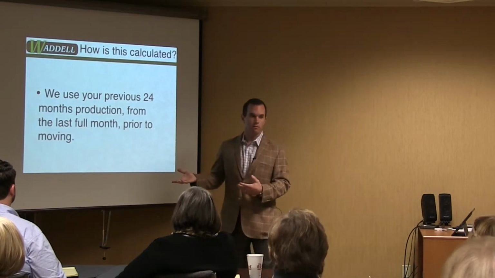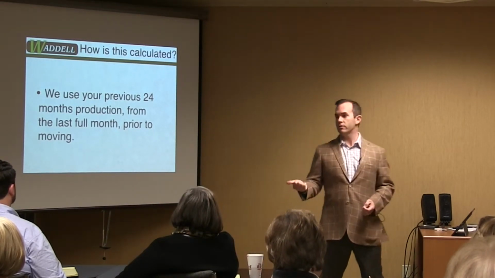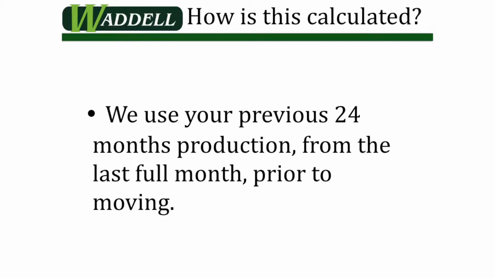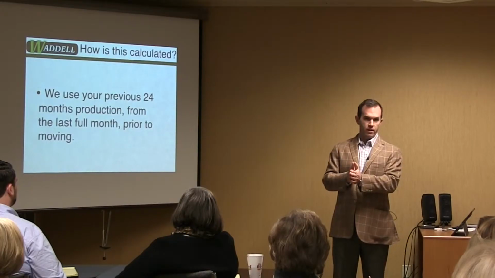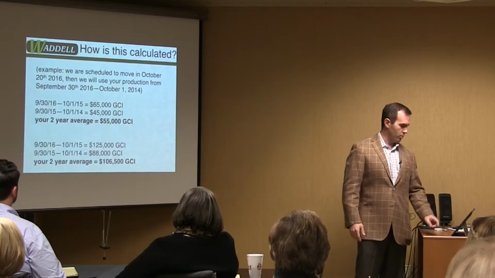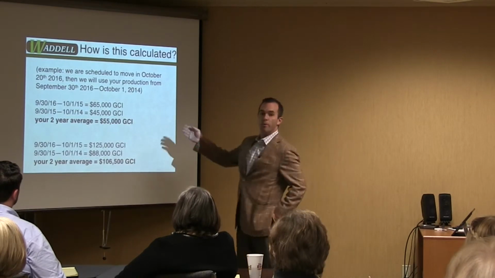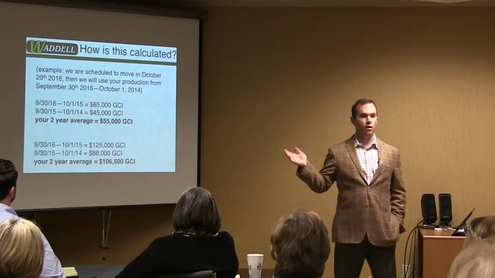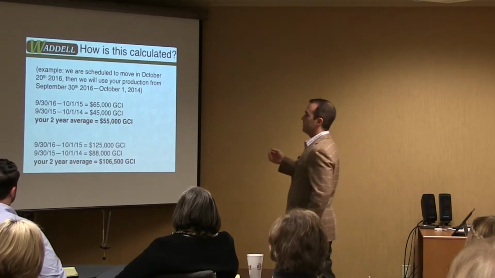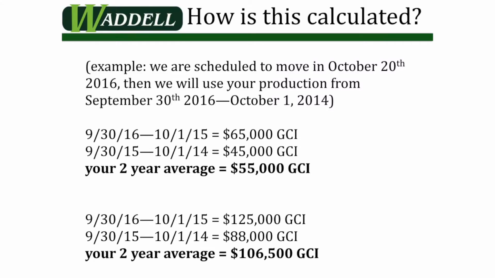How is this calculated? We take a 2-year average. So we use your previous 24 months production from the last month prior to moving. We're not taking production from December 31, 2015. Let me show you an example. The example is, if we're scheduled to move in on October the 20th, then we'll use your closed production from September 30th, 2016, and go back 24 months.